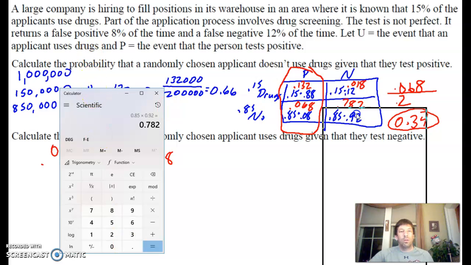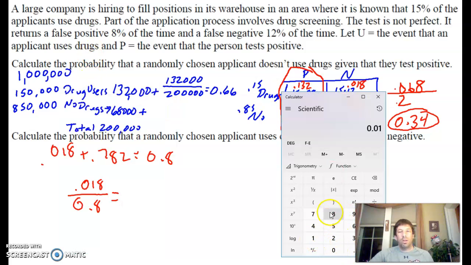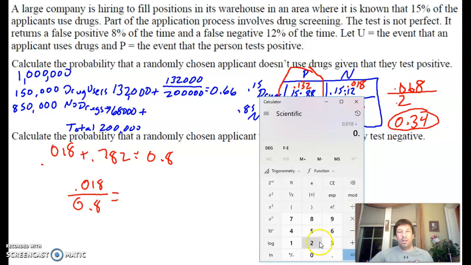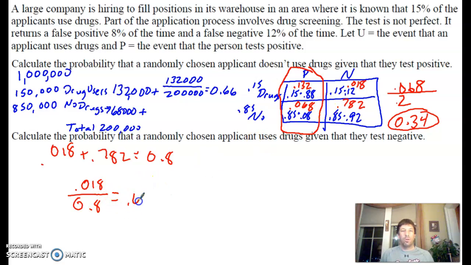Okay, so 0.018 divided by 0.8 is 0.0225, or 2.25% chance. So there's a little over a 2% chance that if someone comes back with a negative test result, they're using drugs. Okay. There's also a 34% chance that someone who comes back with a positive test result is not using drugs. Okay. And this has ethical ramifications too.